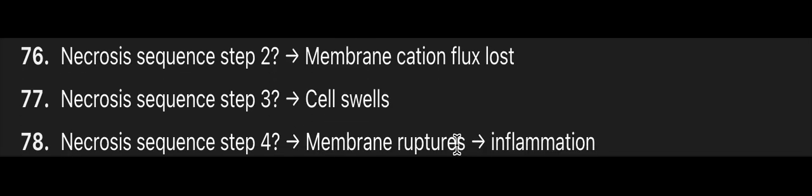Give me the 4 steps of necrosis. So with necrosis, the cell is damaged first. The membrane cation flux is lost. So we retain sodium in the cell. The cell swells because water follows the sodium. The membrane ruptures, and this causes inflammation in the body.